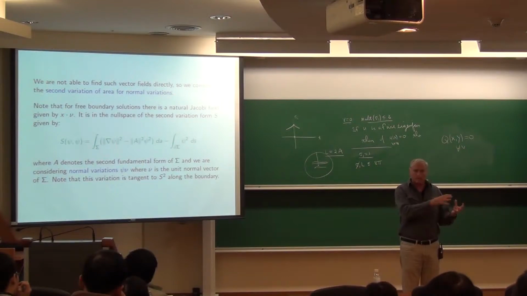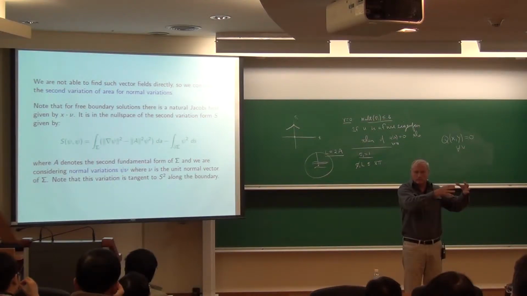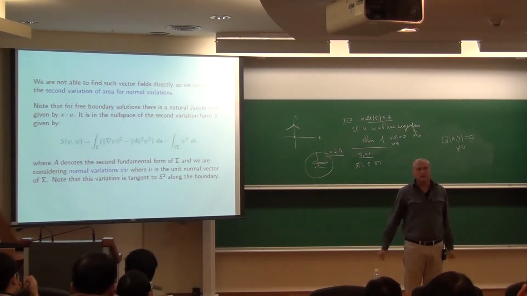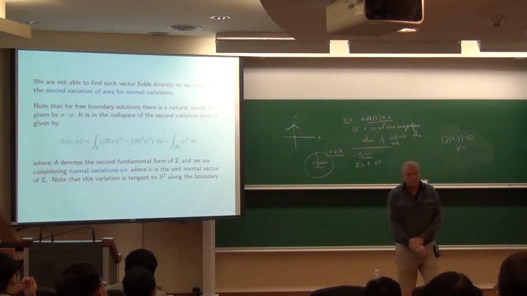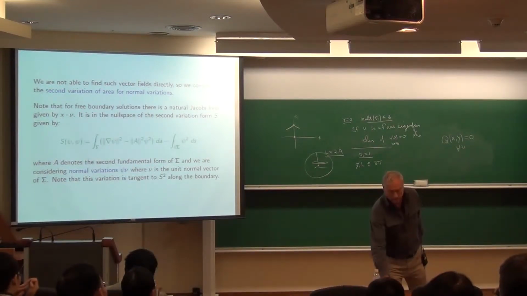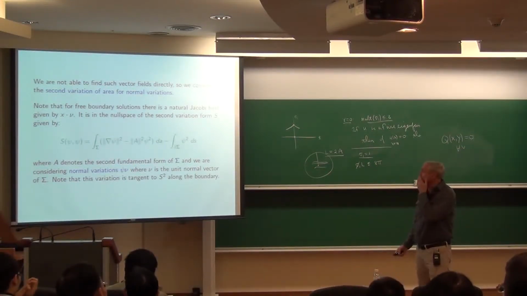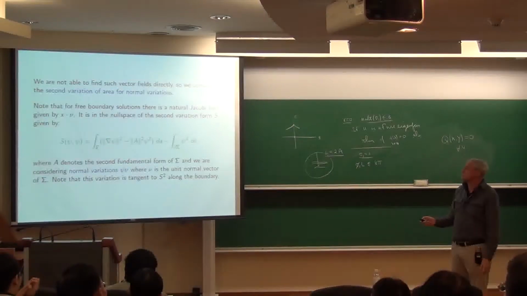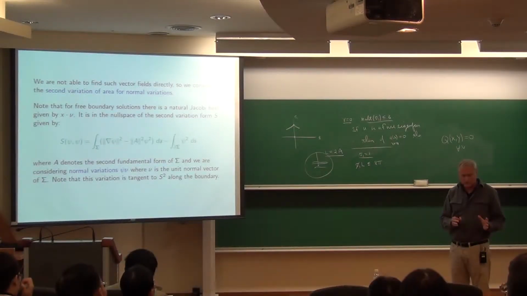So this has an analog for minimal surfaces in the sphere. If you do it in the sphere, then the conformal vector fields always reduce area to second order. That appears not to be true for free boundary minimal surfaces. So we had to work a lot harder to do this, and the idea is to replace the second variation of energy by the second variation of area.